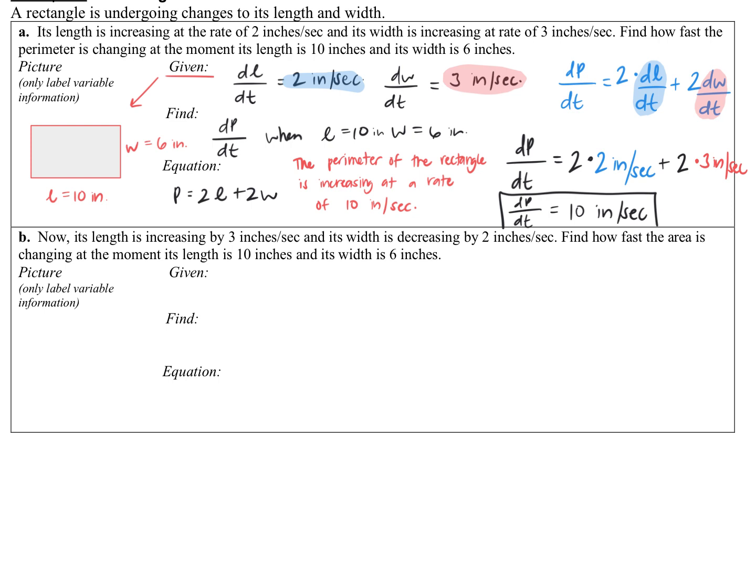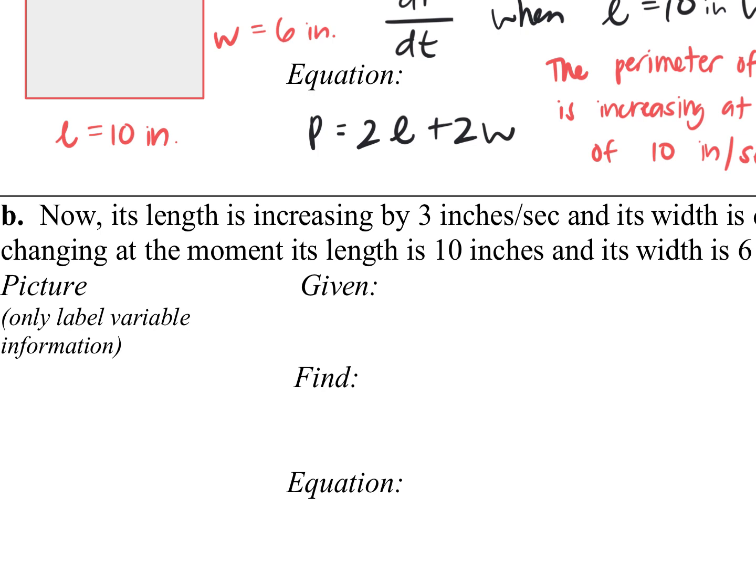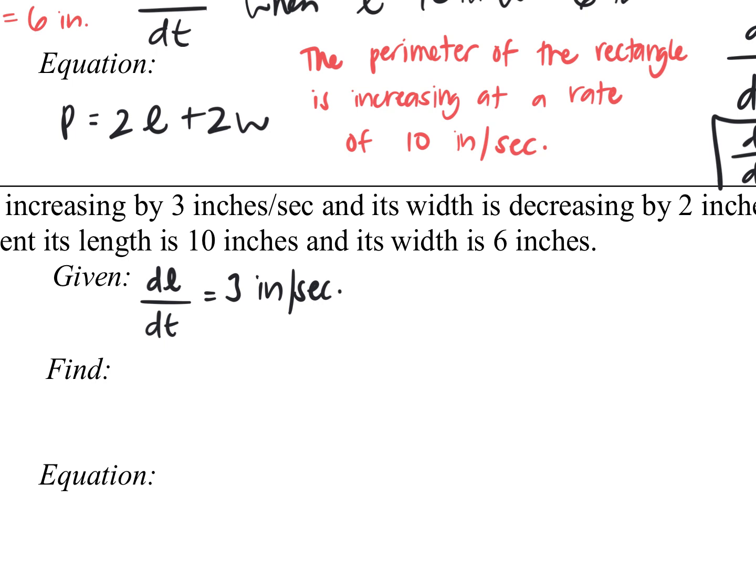All right, letter B is still going to use that same picture from up above, except the only thing that's changing is the rate of our length and the rate of our width. It still has the length of 10 and the width of 6. That's the specific moment we're looking at. But its length is increasing now at a rate of 3 inches per second. So I would write that as dL/dt is equal to 3 inches per second. And my width is decreasing now by 2 inches per second, so it's going to be dW/dt is equal to negative 2 inches per second.